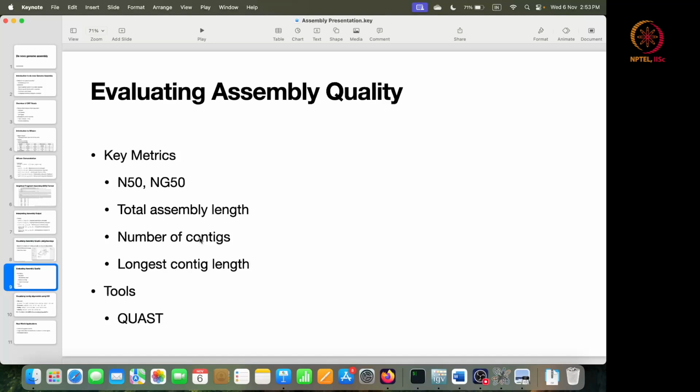The number of contigs is simply a measure of how discontinuous your assembly is. The larger this number, the more discontiguous your assembly. Of course, this number should not be smaller than the total number of chromosomes present in a cell of the sample. The longest contig length is again a metric that says how contiguous your assembly is. The longer this value, the better. QUAST is a tool which you can use to estimate all of these metrics, and we will see how.